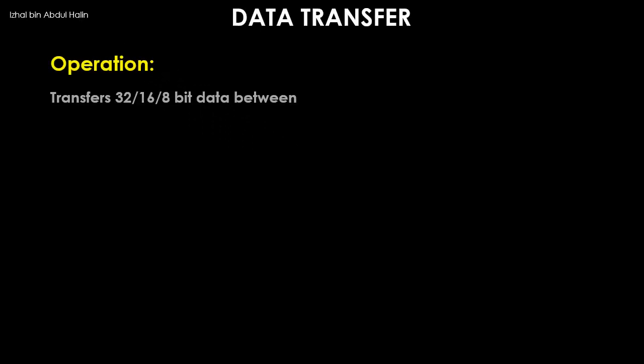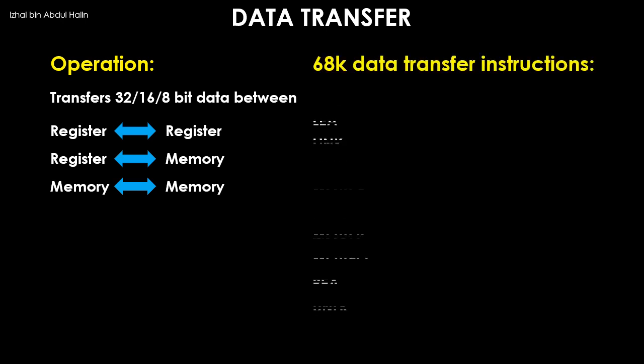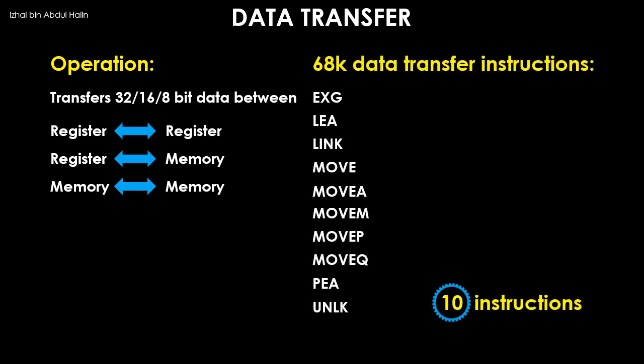The data transfer instruction allows for the transfer of 32-bit, 16-bit, or 8-bit data between registers, register and memory, or between memory locations. There are 10 instructions to transfer data at your disposal in the 68K microprocessor. I have chosen two data transfer instructions as an example for you.